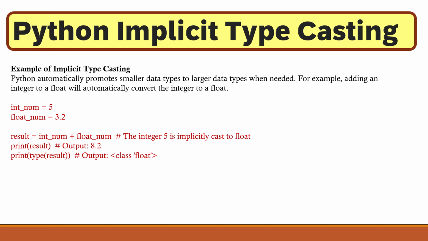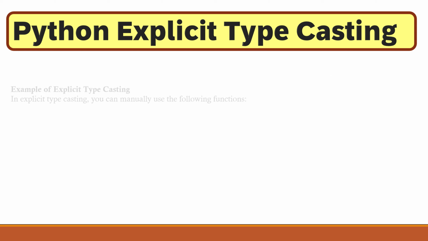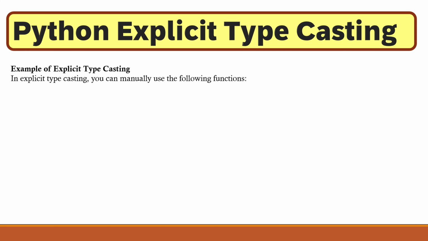And then we can see the result. The output is 8.2. And to now prove this is a float, we can use the type function. So this will tell us the data type, and the output of the type function is class float. So this is an implicit example. Now looking at an example of explicit typecasting.